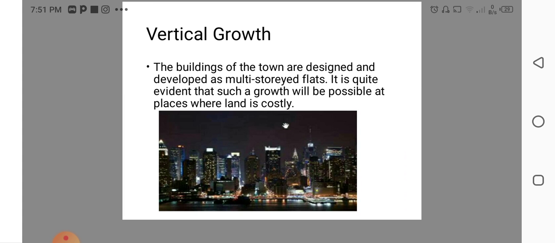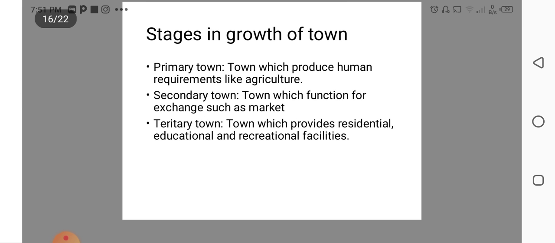Vertical growth. The buildings of the town are designed and developed as multi-story flats. It is quite evident that such growth will be possible at places where land is very costly. Here you can see the vertical growth.